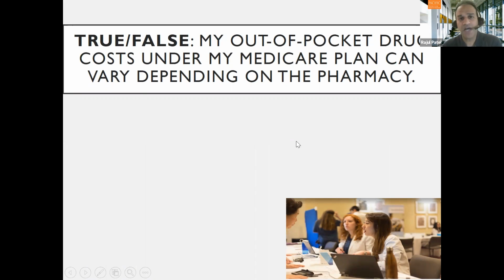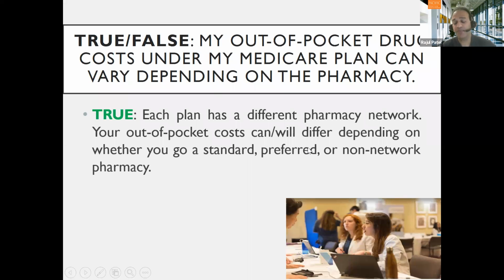My out-of-pocket drug cost under my Medicare drug plan can vary depending on the pharmacy I go to, right? True or false? It depends on the plan, not the pharmacy. Right, exactly. So this is going to be true in terms of every plan has a different pharmacy network. So you need to know two things. Not only A, is my pharmacy in the network of my plan? That's good. But the second thing is, is it a preferred pharmacy or a standard pharmacy?